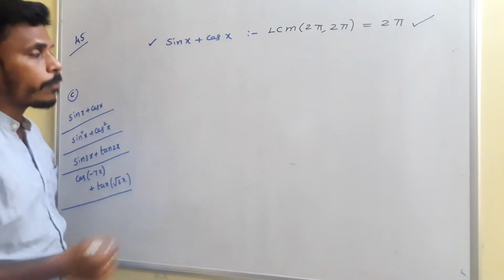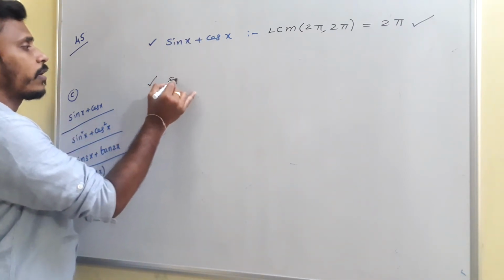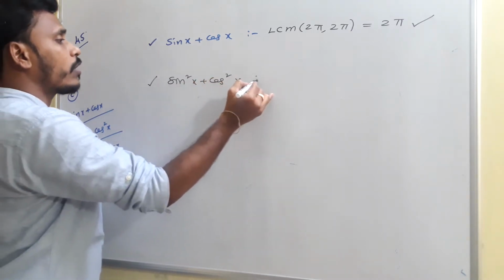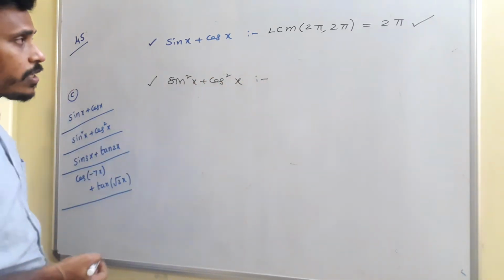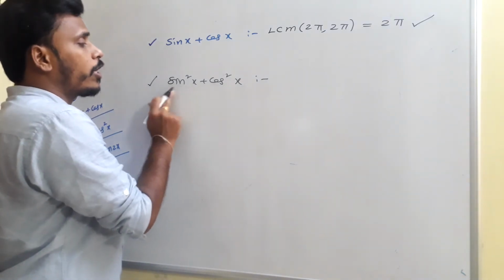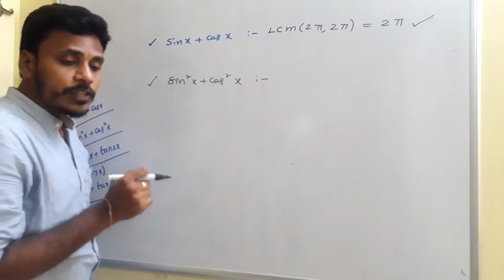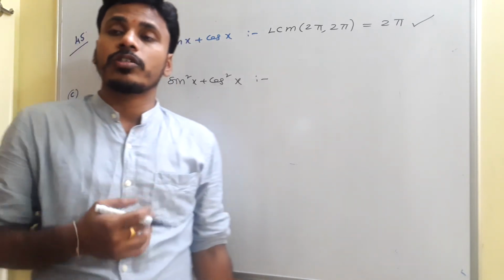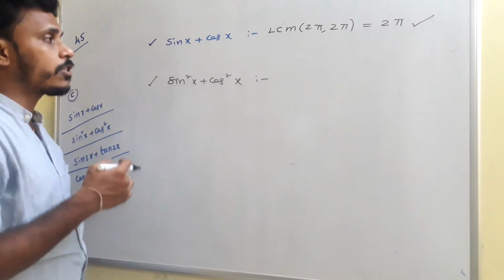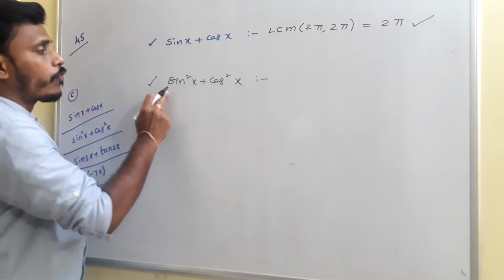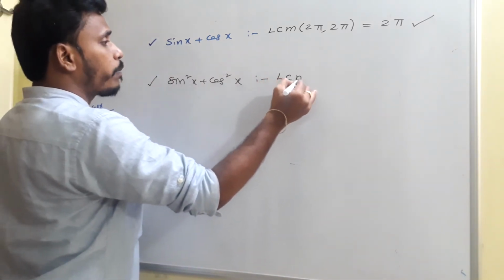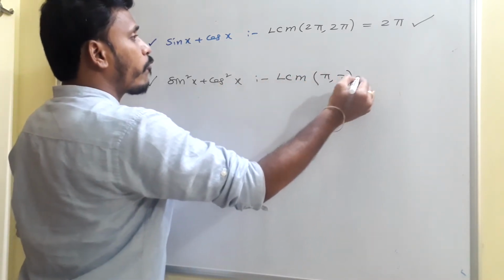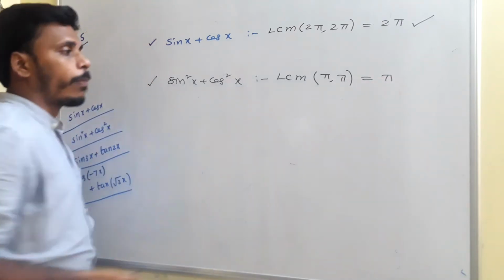Suppose I have another function, sin square x plus cos square x. What to say about the periodicity? As we discussed in the previous classes, for sin square, cos square, tan square, cosec square, cot square, all of these, the periodicity is pi if the square is there. So for sin square x, the periodicity is pi. For cos square x, the periodicity is pi. LCM of pi comma pi is equal to pi.